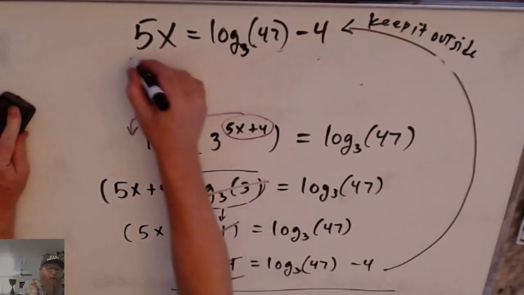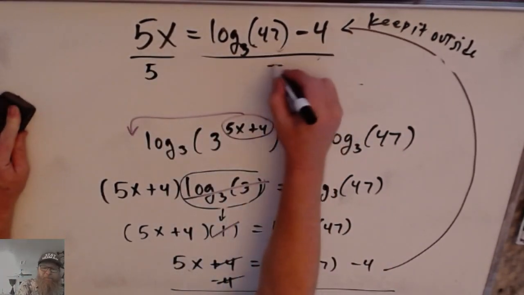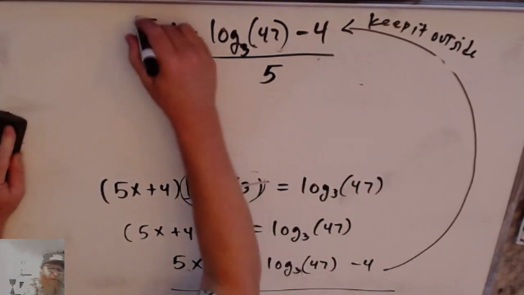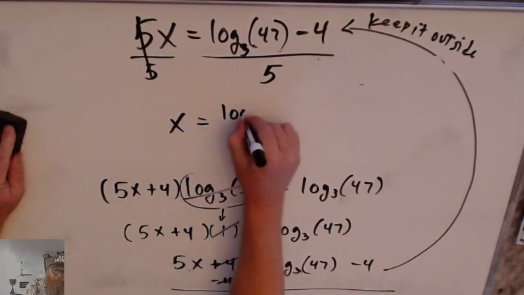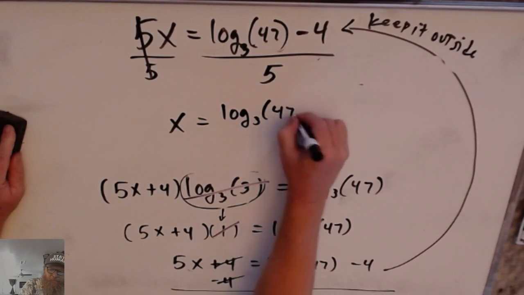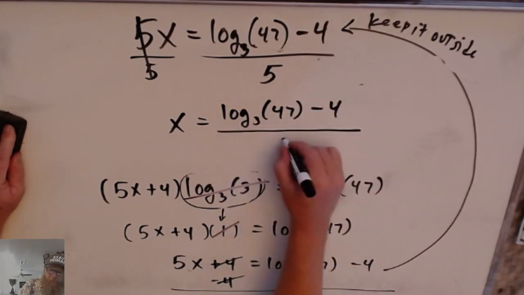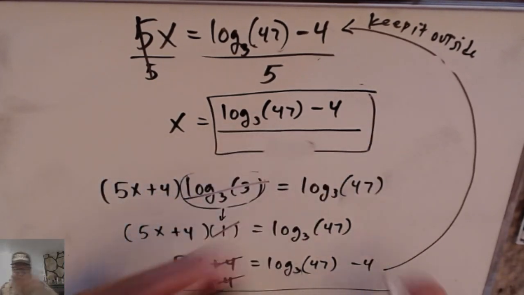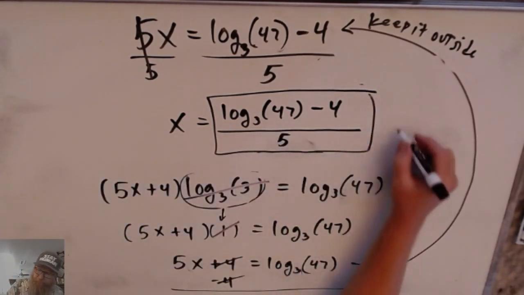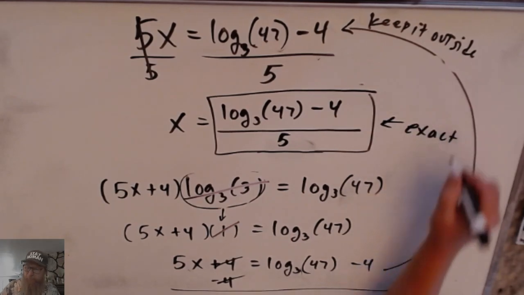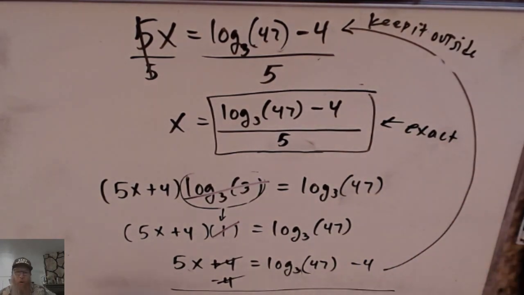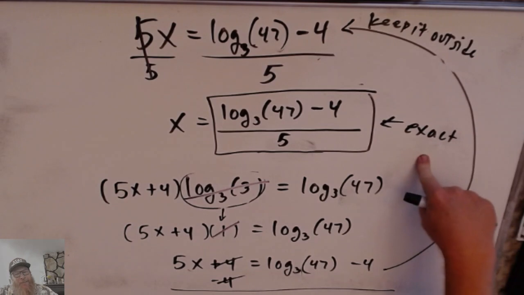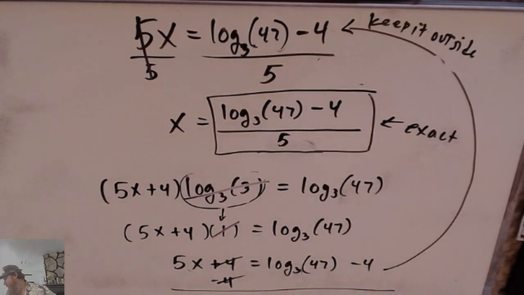Okay, and then you want to divide both sides by 5. And there you go. This is your exact solution. Don't mess with it. If you mess with it, you're going to break it. Don't put it in your calculator either, because I said exact. So I don't want a calculator answer.